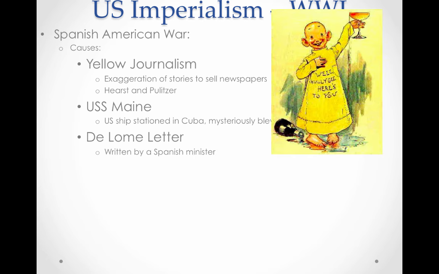This was written by a Spanish minister, really just saying that the United States was weak, that President McKinley was really not a great leader, and this was just one more step in that push for the United States to declare war on Spain. And the reason it's called yellow journalism is because there was a cartoon called The Yellow Kid, and here he is, and that was the first newspaper to print in color.